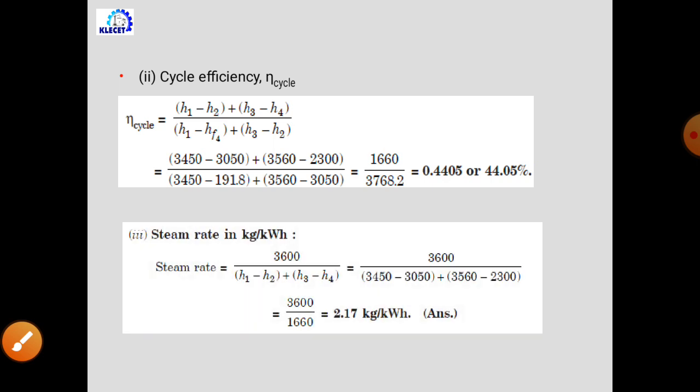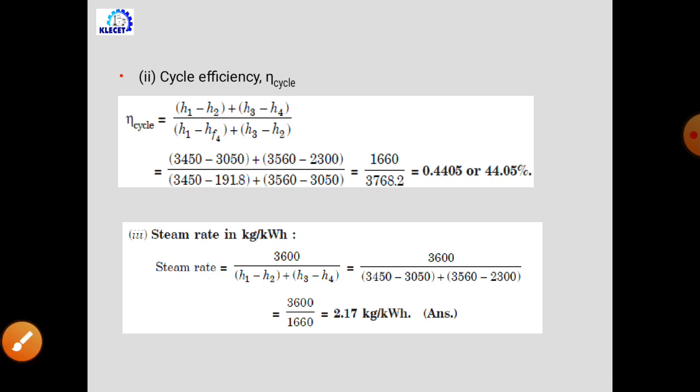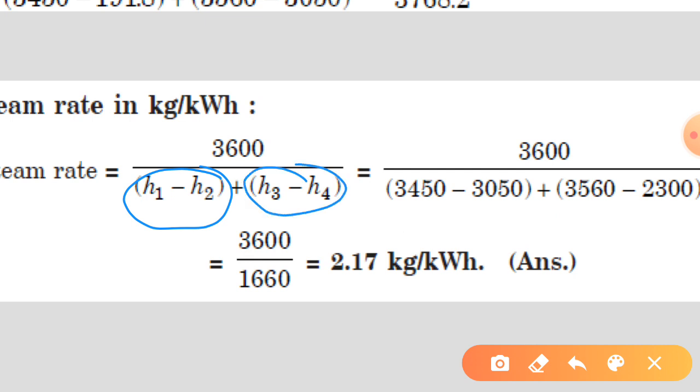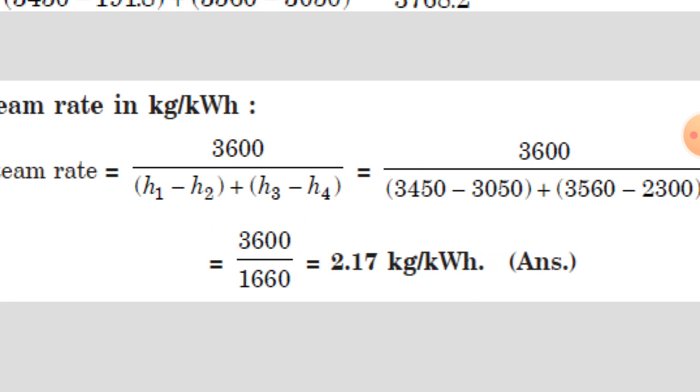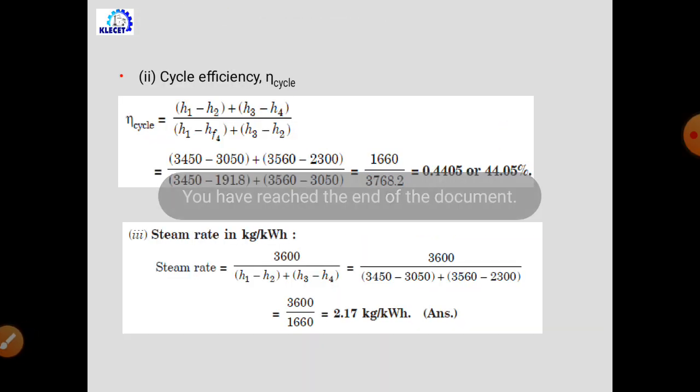Next we have the steam rate, that is the specific steam consumption. We know it is 3600 divided by W net. W net is the first turbine work plus the second turbine work, and with the values substituted, finally we are able to calculate the steam consumption rate. Okay, thank you.